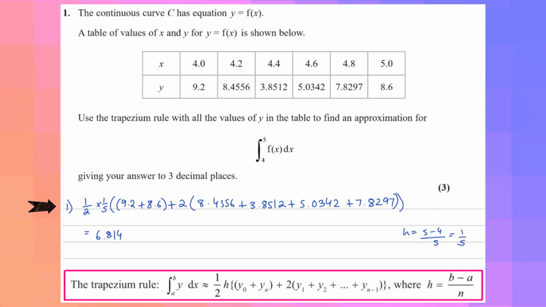Substituting these respective values into the formula, we get a half times 1 over 5 times (9.2 plus 8.6 plus 2 times (8.4556 plus 3.8512 plus 5.0342 plus 7.8297)). Entering all this into your calculator gives us 6.81414. Rounding this value to 3 decimal places, as the question says, we get 6.814, which is the answer for this question.